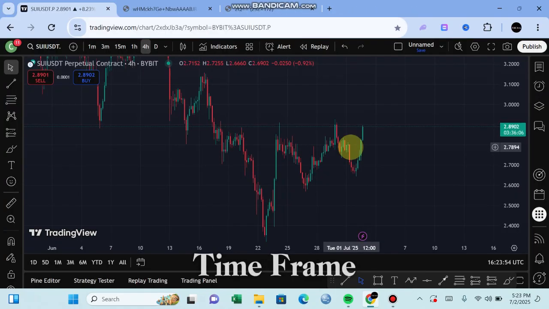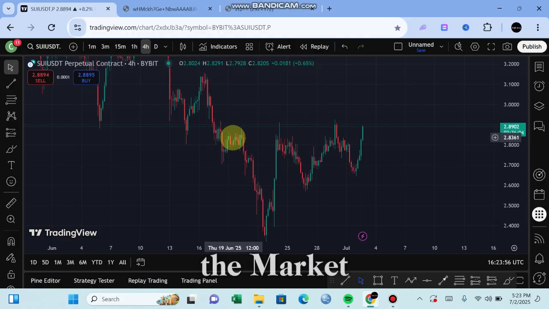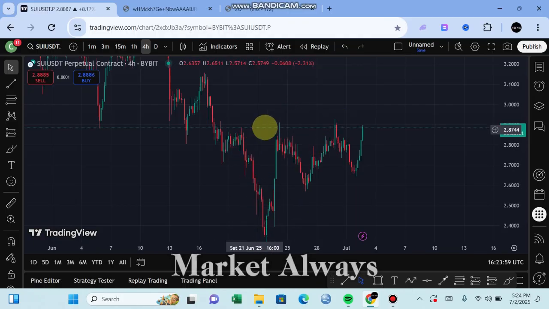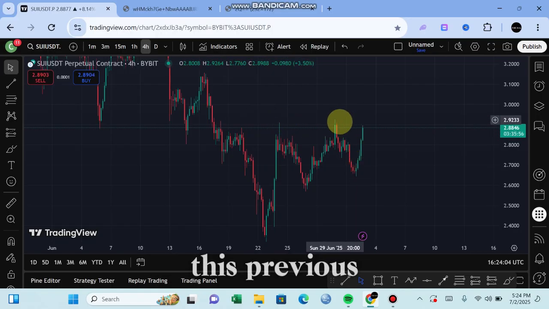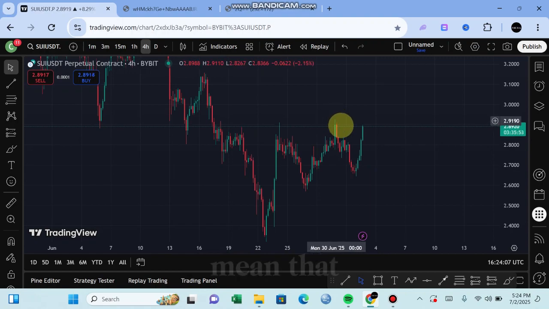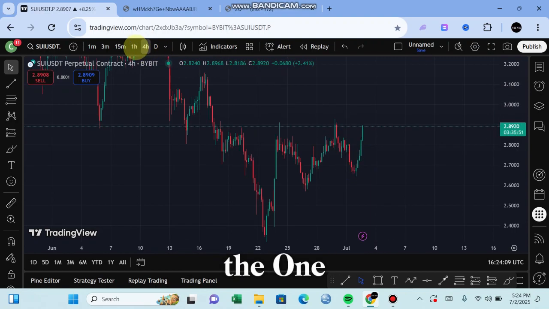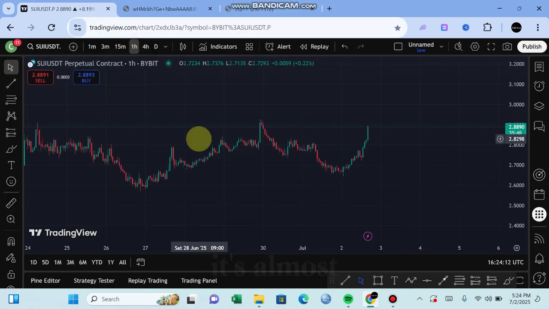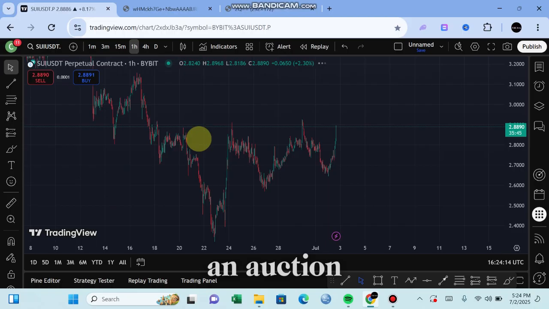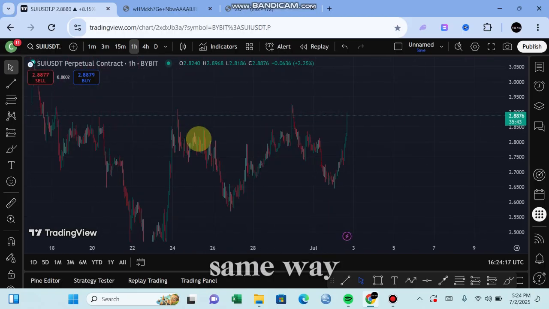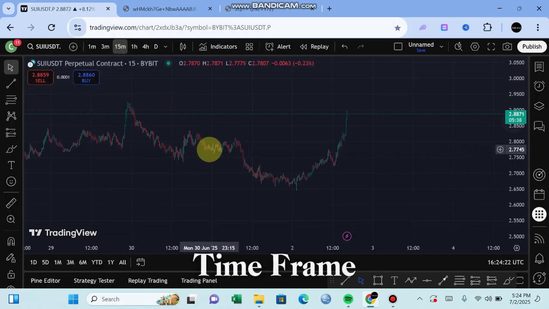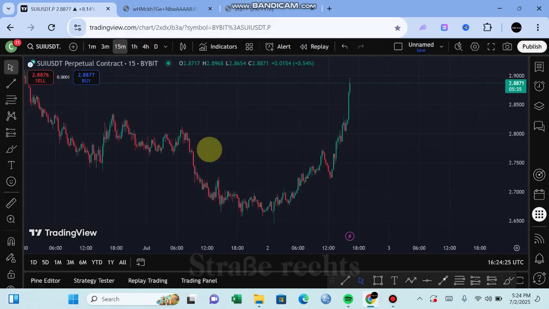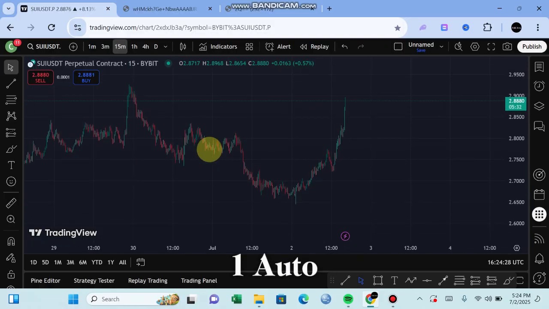On the 4 hours time frame, what can we see? You can see that the market was in a downtrend before. The market always tends to hit this particular resistance. If the market can break this resistance, this previous lower high, it means that we'll be in an uptrend. But in the 1 hour time frame, you can see it's almost as if we are in an uptrend. What happened in the 15 minutes time frame? In the 15 minutes time frame, we are in an uptrend at this particular place. You can see we're in an uptrend on the 15 minutes time frame. So you can actually take this trade right here.